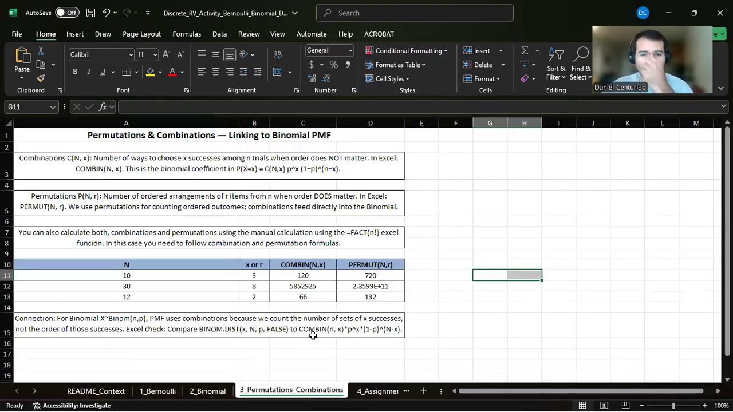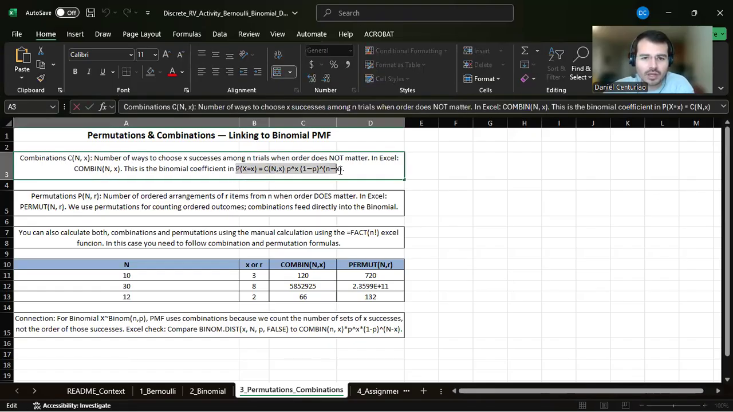I'm going to move to the next table that we have, which is basically showing in more detail how you calculate the probability or the combination and the permutation, and also how you can use combination and permutation to do the calculations of the binomial distribution function as I showed you.